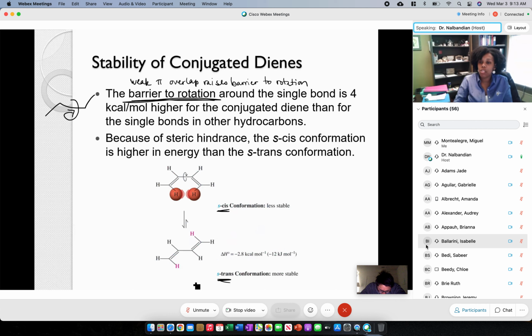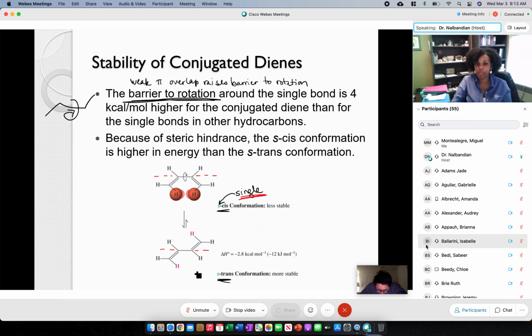Now this is different from cis-trans. Regular cis-trans is with respect to the double bond. With S-cis, the S means with respect to the single bond in between. So we're doing something different. Usually we look at the cis-trans for the double bond, but here we're looking at it with respect to the single bond, and we can say that those two groups are S-cis to one another, or S-trans to one another.